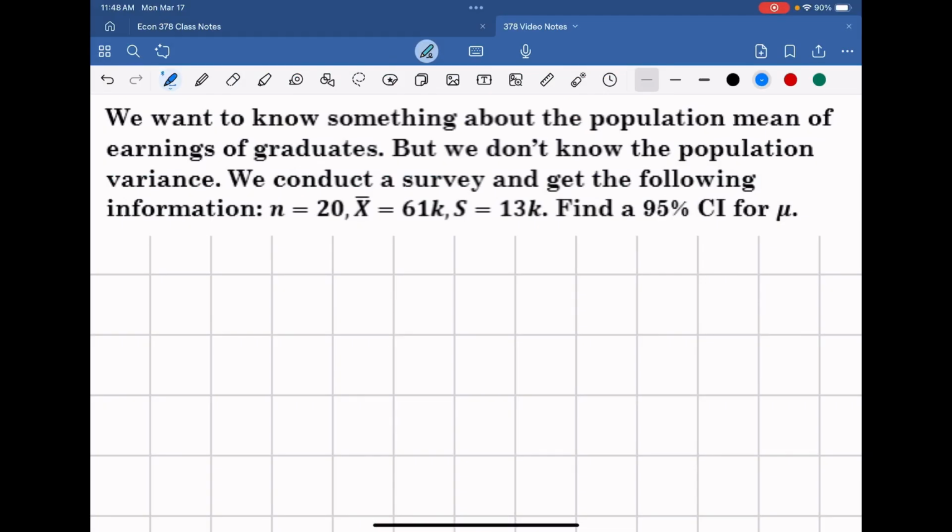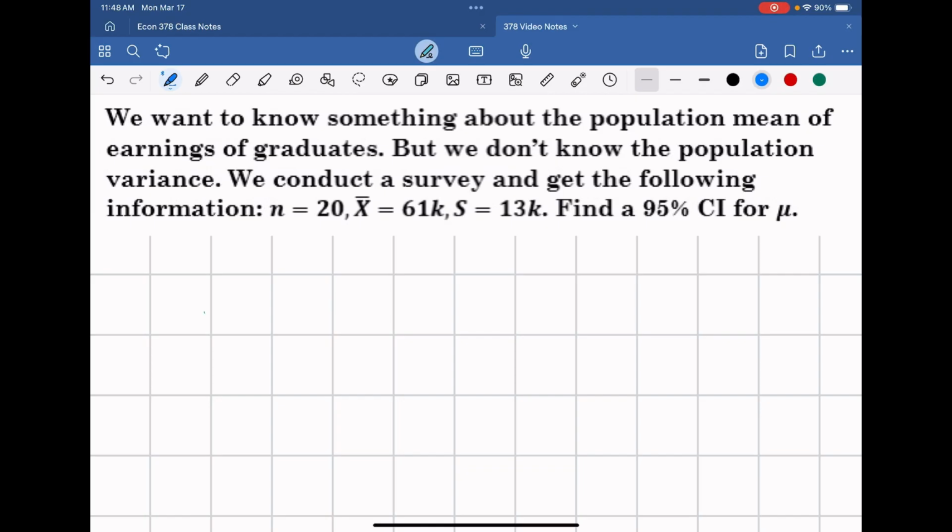So we want to know something about the population mean, mu, for the earnings of college graduates, but we don't have the population mean or variance. So we conduct a survey and get the following information. We get our sample size of 20, our sample mean, and our sample standard deviation.